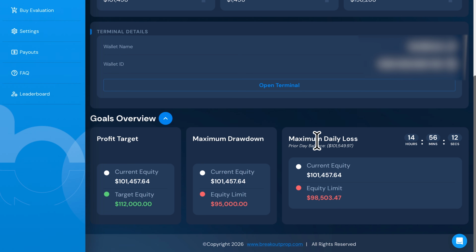And by the way, when you get your own account from Breakout, you have these three boxes showing you your own rules that you need to follow. I'm only explaining it in this video because some of you might not understand all these basic rules.